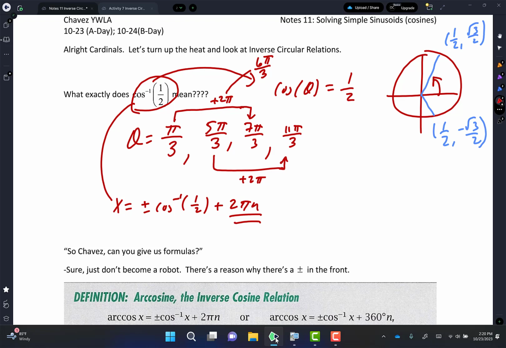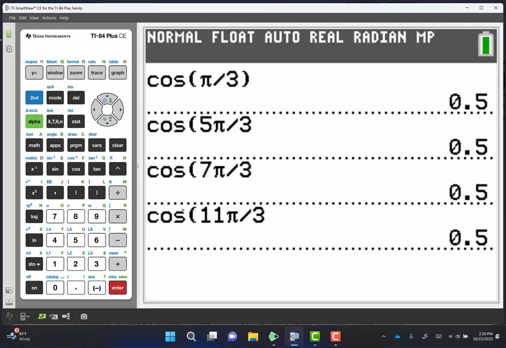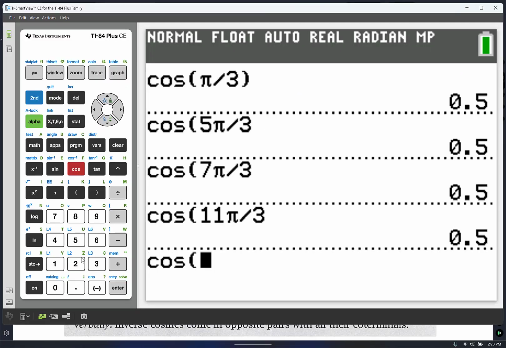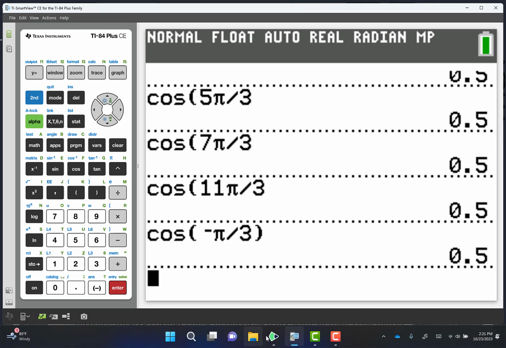All right, I don't want you to be a robot. It's very simple to become one. Notice there's a reason why there's a plus minus in the front. Guys, that's because if I do this angle right here, that angle, if I go clockwise, is negative pi over 3. And if I go to my calculator and I put cosine of negative pi over 3, look at this. No one should be shocked. Negative pi over 3, I push enter, and look at that, 0.5 again. Does that make sense? So that's where the plus minus comes from.